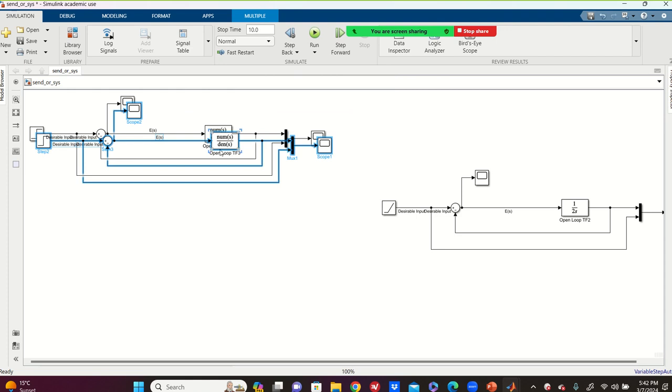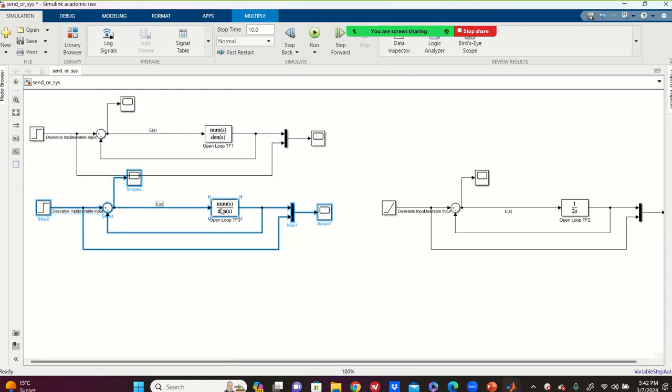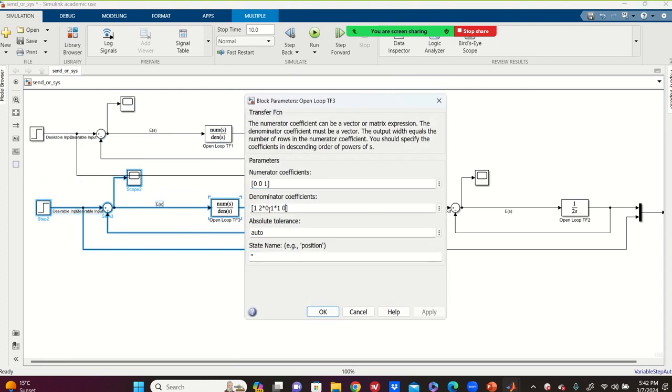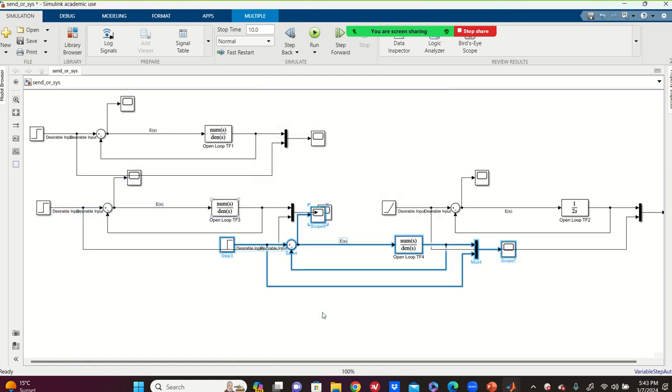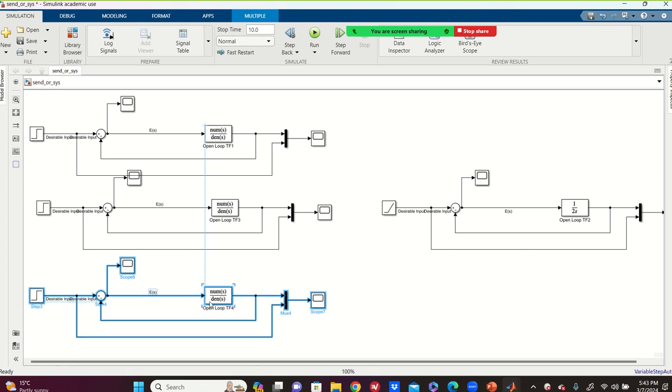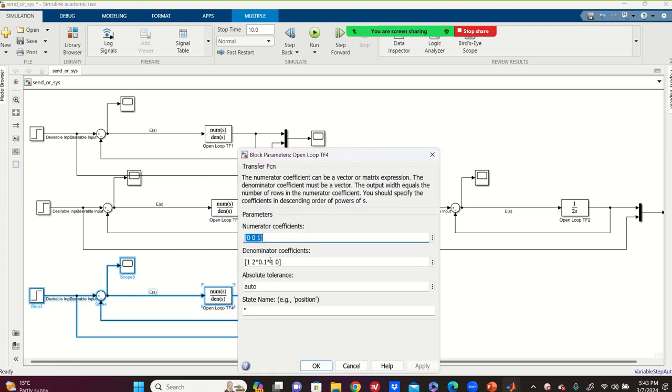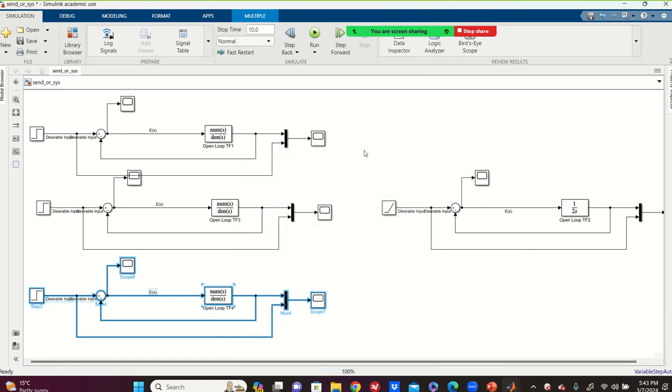I'm going to copy and paste here, only changing the zeta value. The zeta value for the critically damped system is 1. Here we go. And I'm going to paste again with Control V, and zeta is 2, overdamped system. Sorry, this is zeta 2, overdamped system. Okay, here we go.